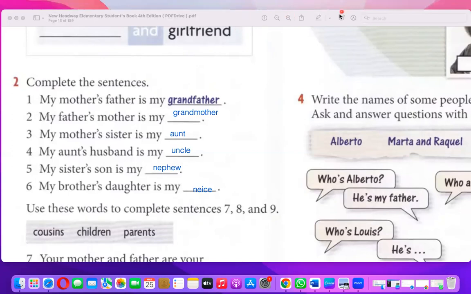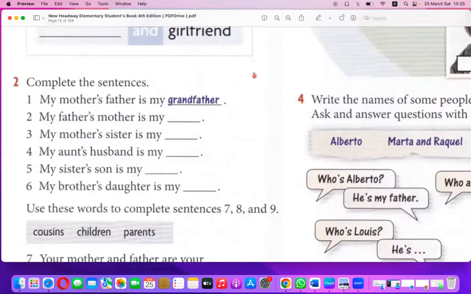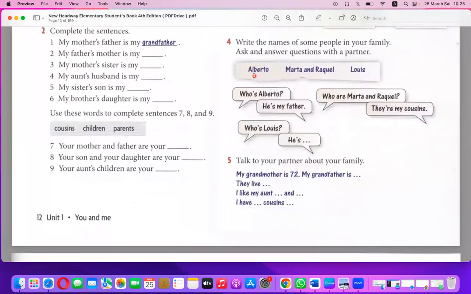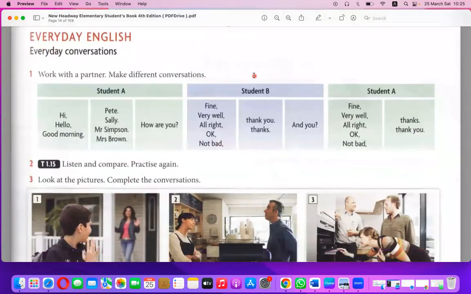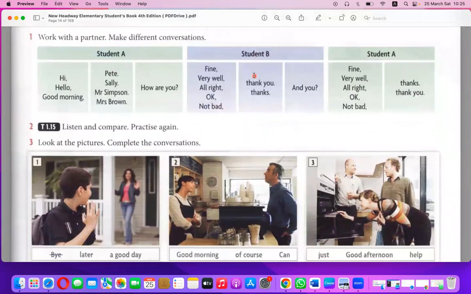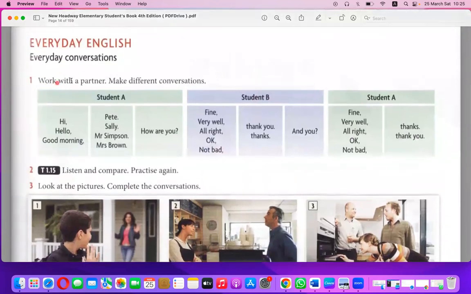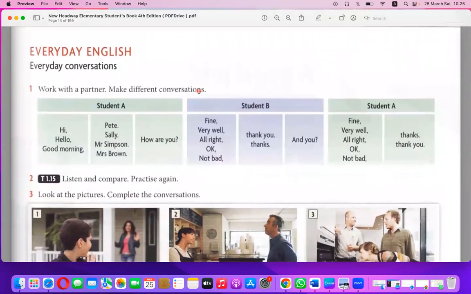Good. Let's move on to the next exercise. So here this is for conversation. Work with a partner, make different conversations. This one we cannot do like on Zoom, we can do it in the classroom, but we can do it here in a different way. So from each box you choose one word.